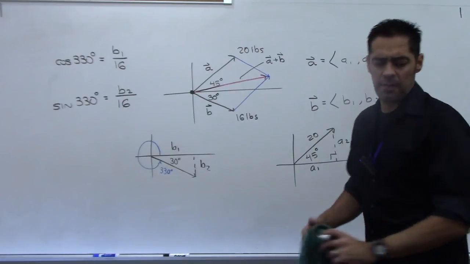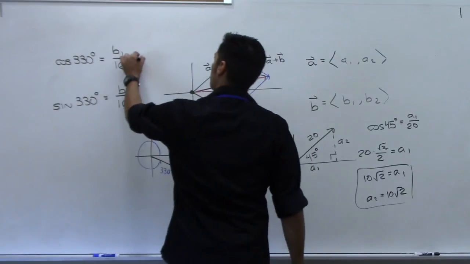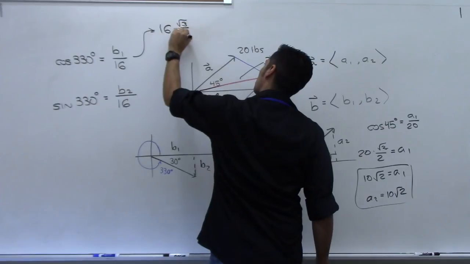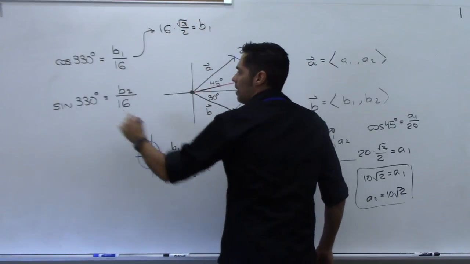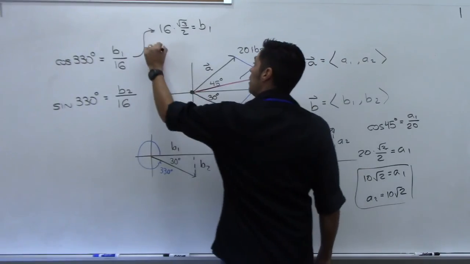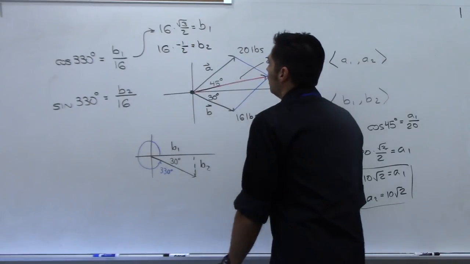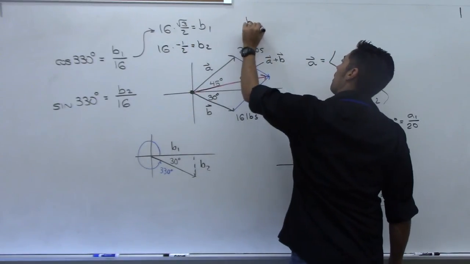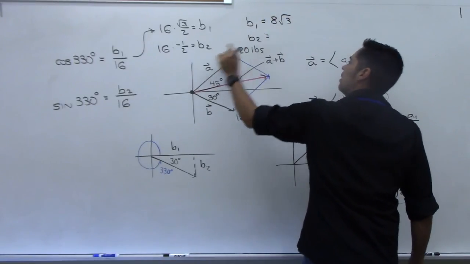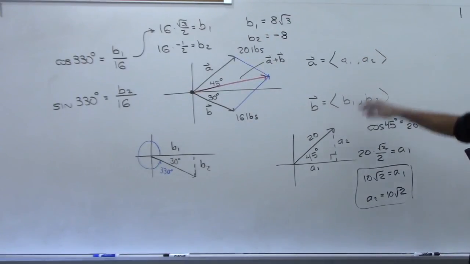And what is cosine of 330? Cosine of 330 should be root 3 over 2. So this one becomes, and I'll multiply both sides by 16, 16 times root 3 over 2 equals B1. And then sine of 330 is actually going to be negative 1/2. So 16 times negative 1/2 equals B2. And so B1 is 8 root 3, B2 is just negative 8. And so we have these two vectors.